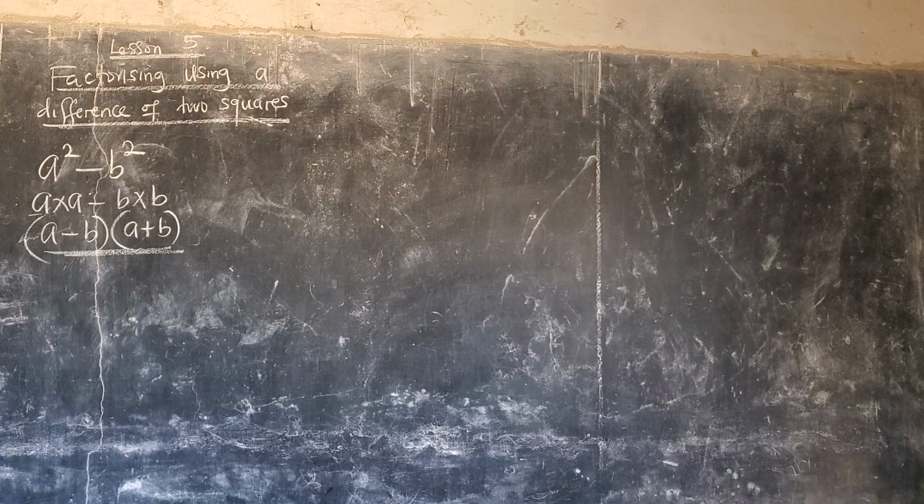So meaning that if there is only a minus, this is what we have. But if there is a positive, it does not lead to this. It is not called a difference of two squares.